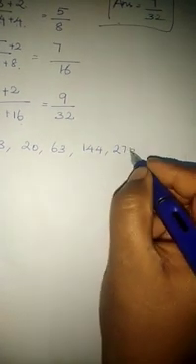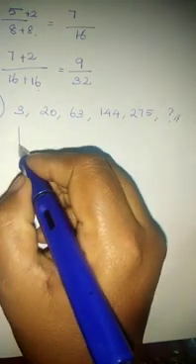Then we are moving to the 11th sum. 3, 20, 63, 144, 275, question mark. We have to find this question mark.